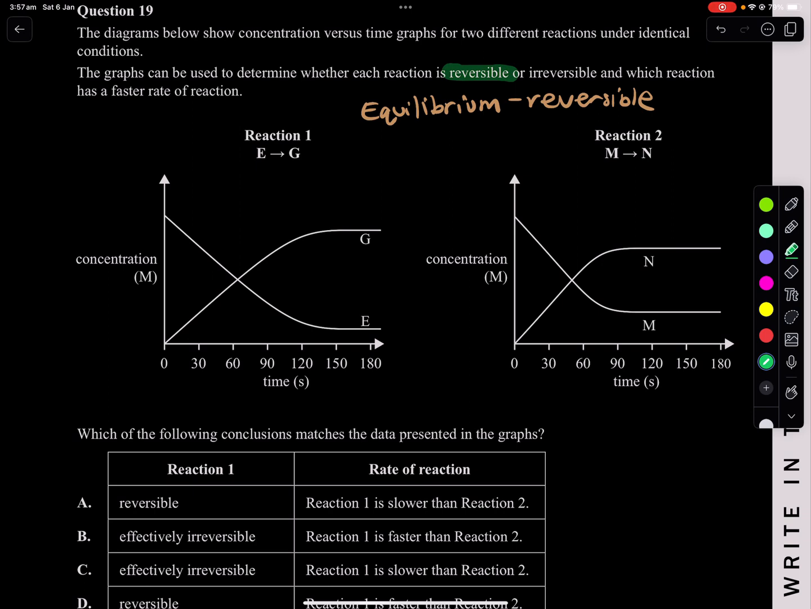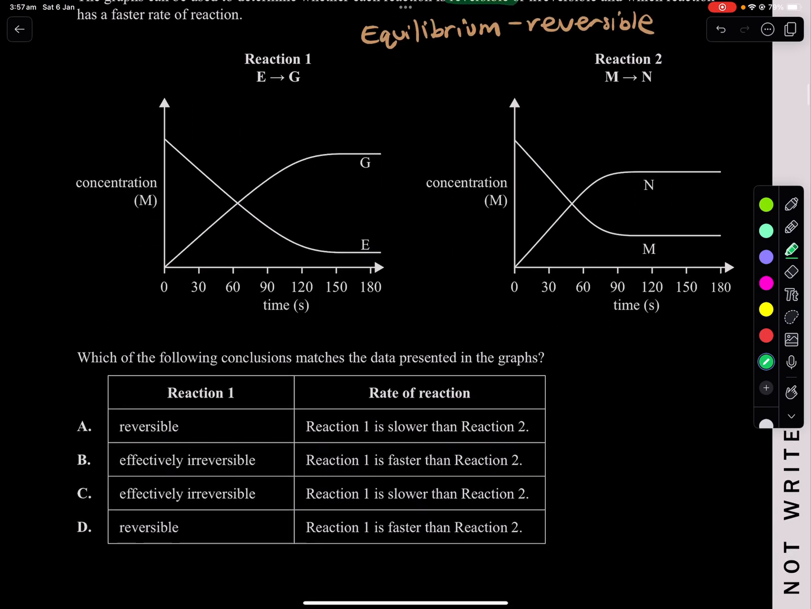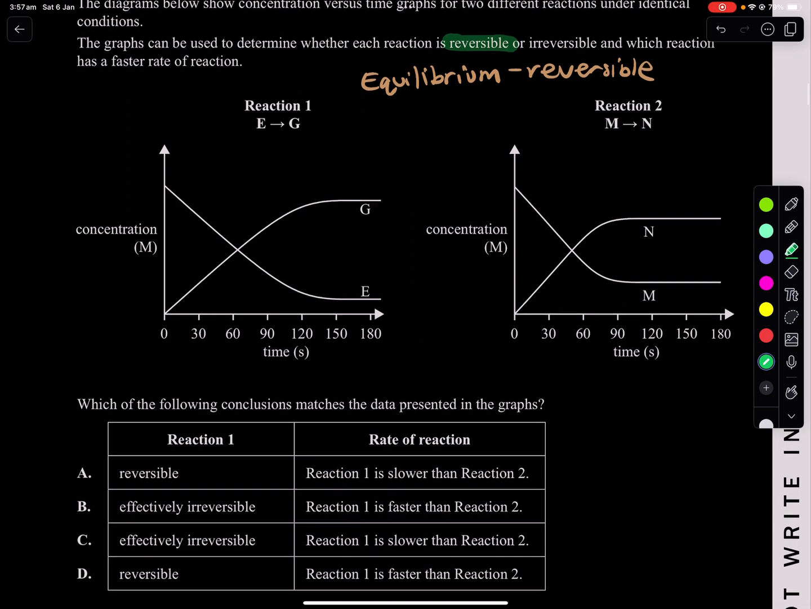So let's look at this. Which of the following conclusions matches the data present in the graph? Reaction 1. Well, both reactions are reversible, by the way. As you can see, they reach equilibrium. So B and C are wrong. Rate of reaction: reaction 1 is slower than reaction 2.